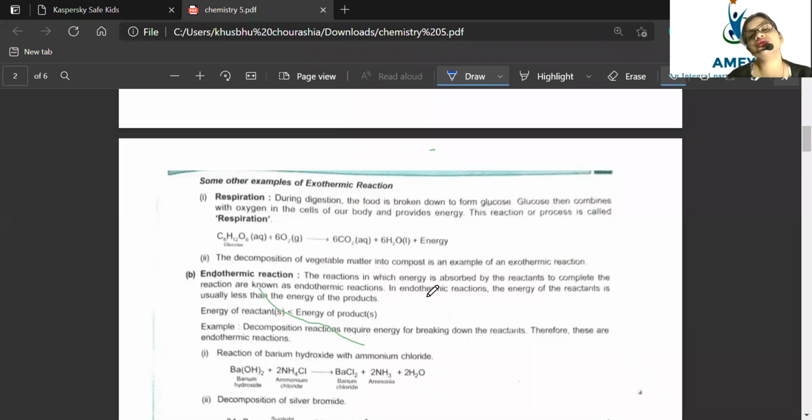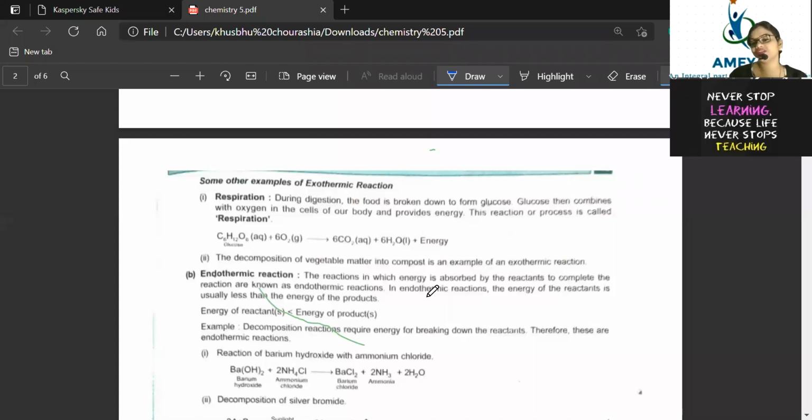Fine. So decomposition of vegetable matter into compost is also an exothermic reaction. You might have seen vermicomposting or what you call composting. So composting is also an exothermic process. The reason behind composting being an exothermic process is, I repeat, that whatever energy is stored in the waste product is released at the time of composting, and that's why it is a type of exothermic process.